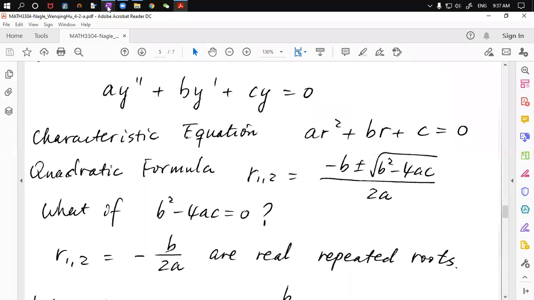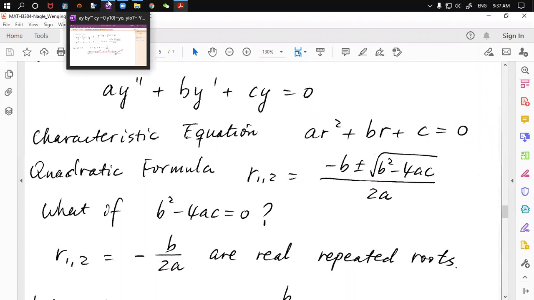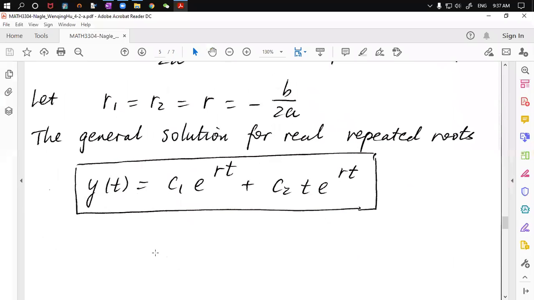So what's the idea? Well, there is a way to resolve this problem. For a real repeated root case, the general solution is not going to be just e^(rt), but you're going to insert a t, to make e^(rt) into t times e^(rt). This is the second solution that you would like to find. This is sometimes called the golden principle.